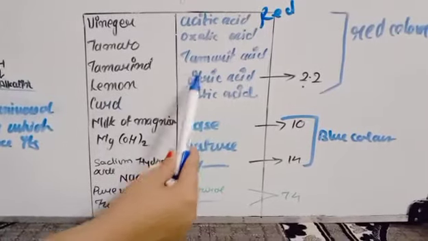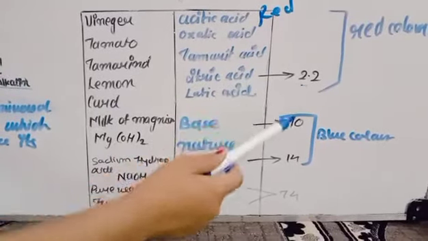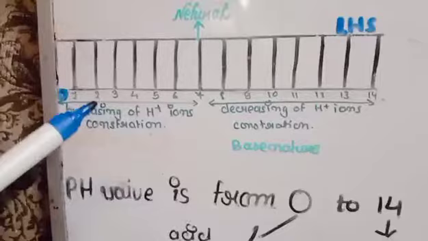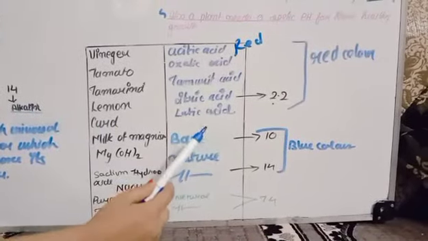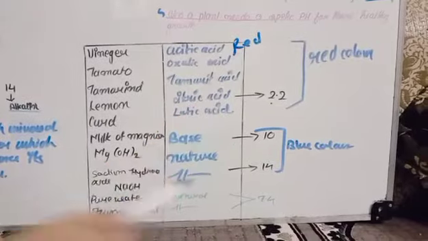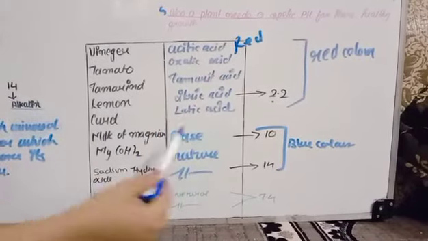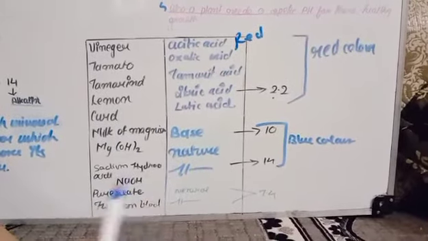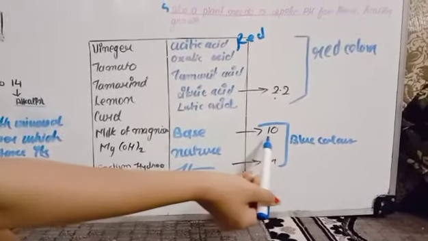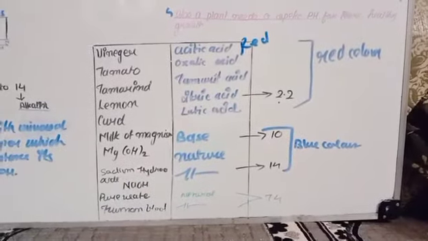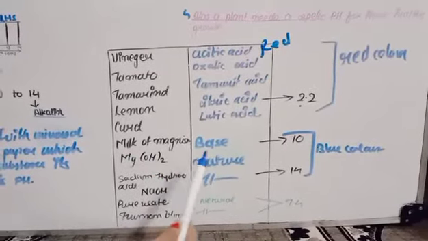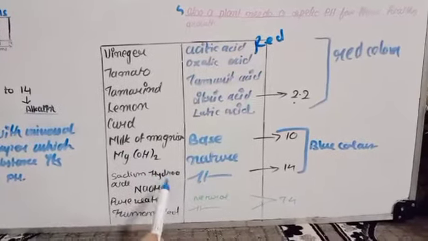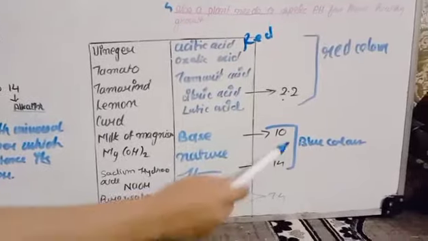And the citric acid of lemon has a pH value of 2.2, which is here. Then curd, lactic acid, also red color. Then milk of magnesia, it is base in nature, so it gives a blue color and its pH value is 10, which is here. Milk of magnesia, base nature, Mg(OH)2, and its pH value is 10.